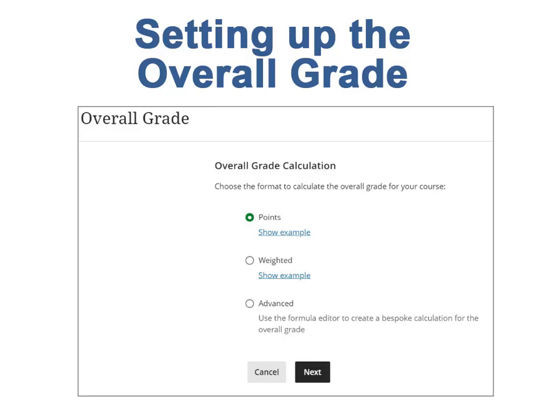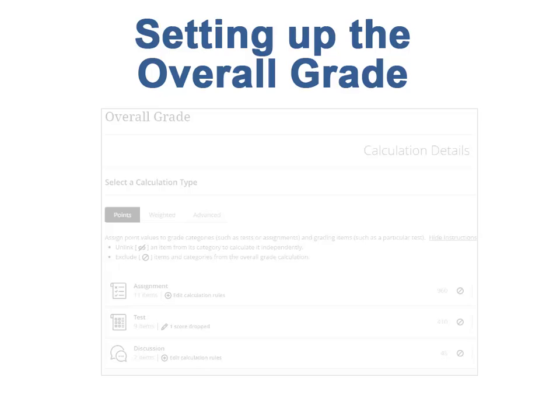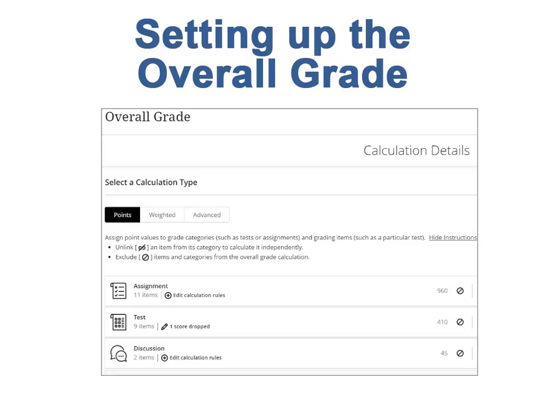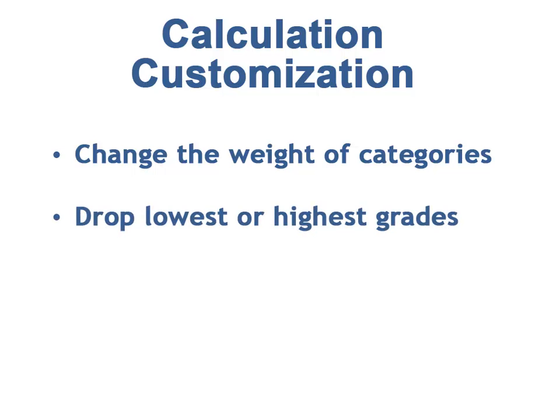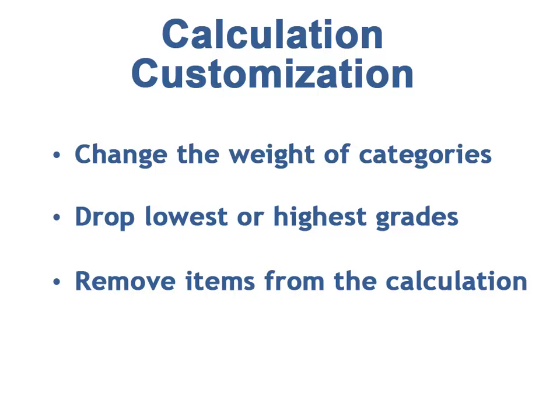After clicking the link, you will first choose the format for setting up the overall grade, and you can then adjust the default settings based on the number of points assigned when the items within the categories were first set up. You can change how categories will be weighted, choose whether to drop lowest or highest grades, and remove specific graded items from the calculation. You can see details on how to set this up by clicking the link within the description of this video.